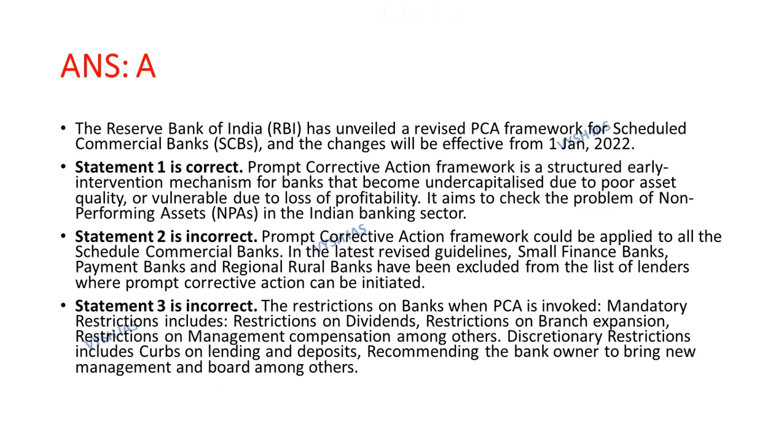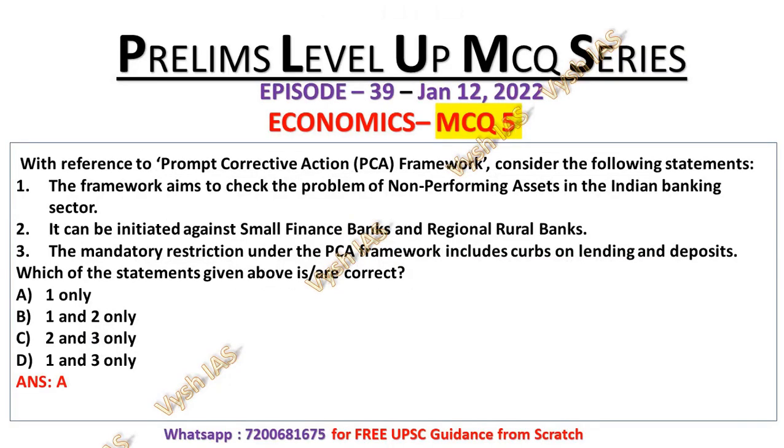Statement number 3 is incorrect. There are 2 types of restrictions imposed on the banks when PCA is invoked: mandatory restrictions and discretionary restrictions. Mandatory restrictions include restrictions on dividend, branch expansion, management compensation, among others. Discretionary restrictions include curbs on lending and deposits, recommending the bank owner to bring in new management and board, among others. That's why statement number 3 is incorrect, because it says the mandatory restrictions under the PCA framework include curbs on lending and deposits. That's why the answer is A, which is 1 only.